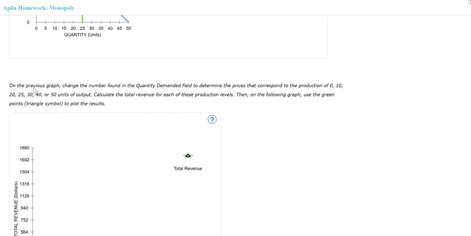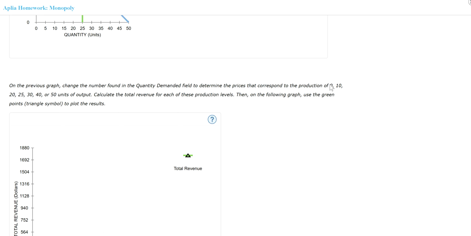So on the previous graph, change your number found in the quantity demanded field to determine the price that corresponds to the production of 0, 10, 20, 25, 30, 40, 50 units of output. Calculate the total revenue for each of these production levels. Then on the following graph, use the green points to plot the result.